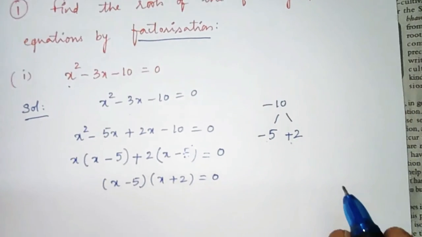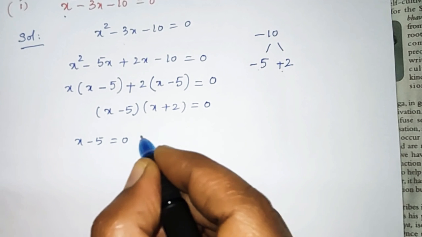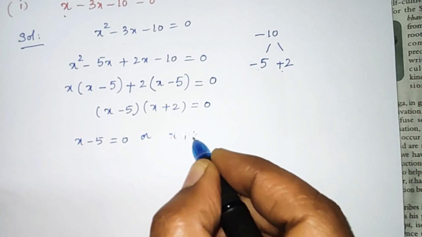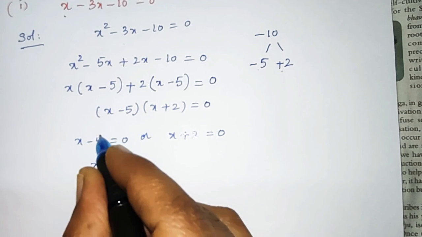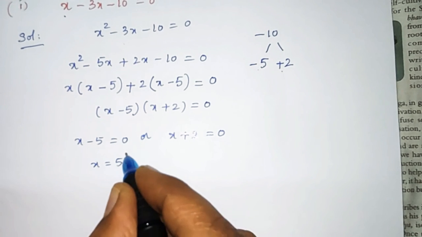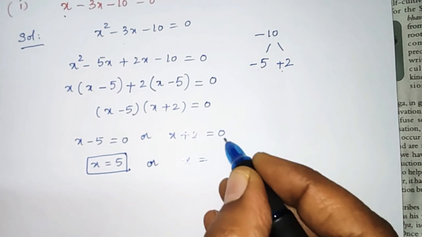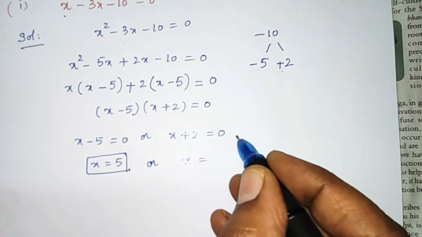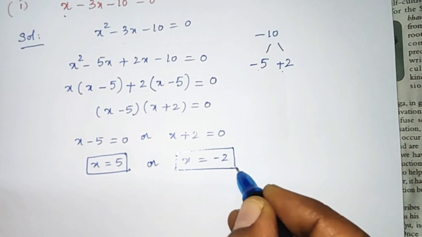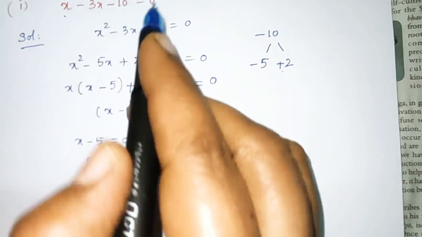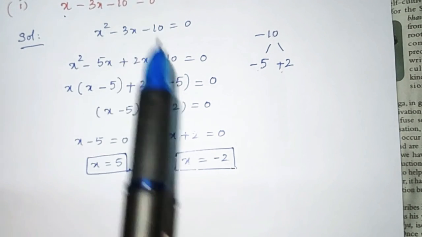Which is equal to 0. So that means either x minus 5 is equal to 0 or x plus 2 must be equal to 0. So x is equal to 0 plus 5. Minus 5 we should also shift, what happens? Plus 5. So the x value is 5, or the x value is 0 minus 2, that's nothing but minus 2. So these are the two roots for the given quadratic equation x square minus 3x minus 10 is equal to 0.